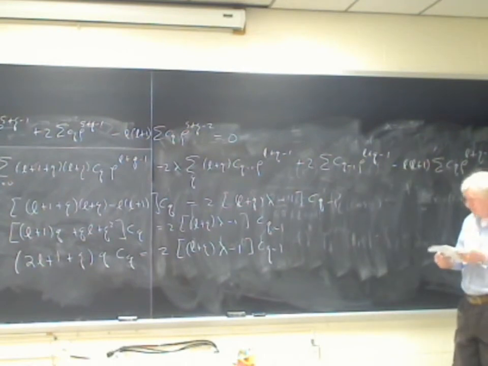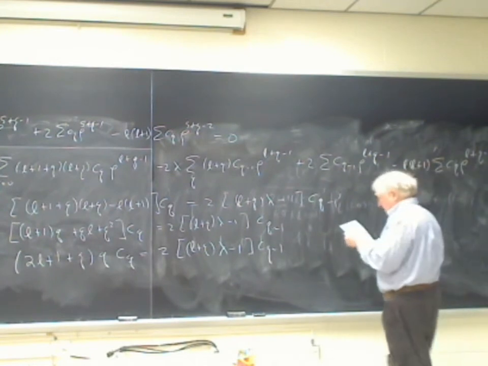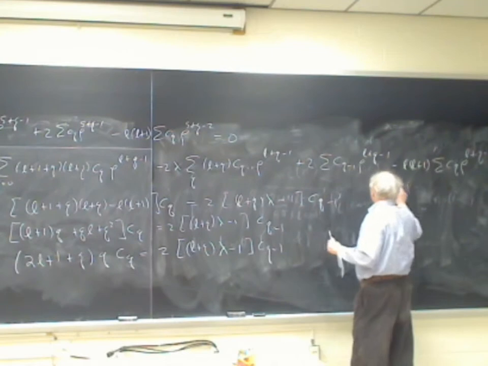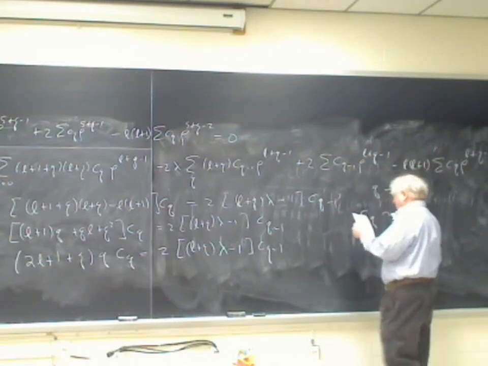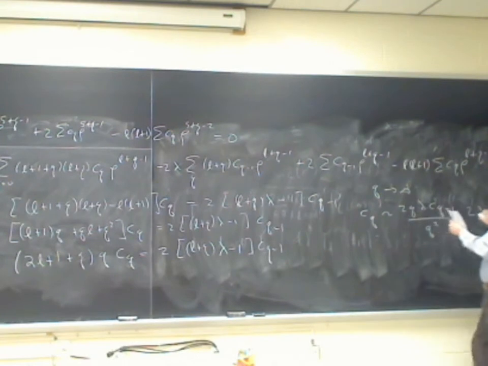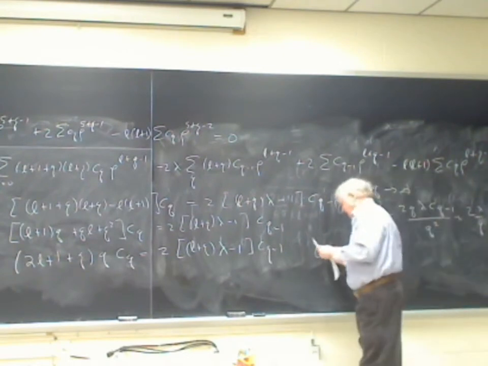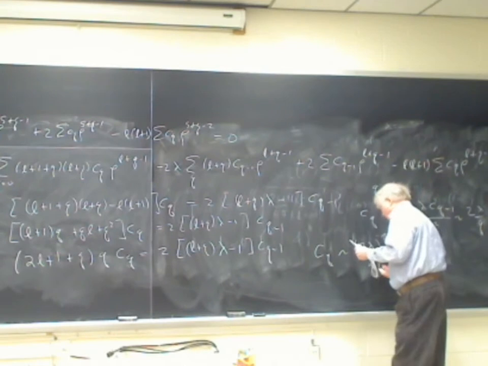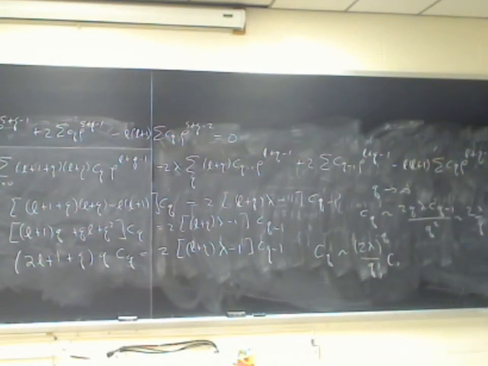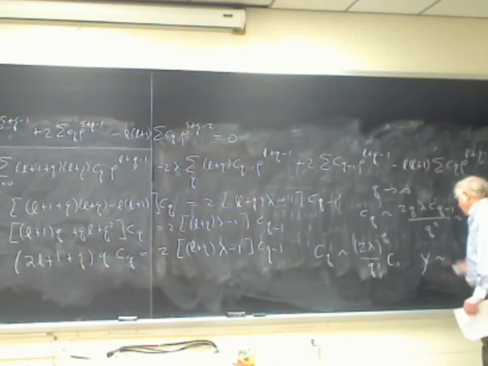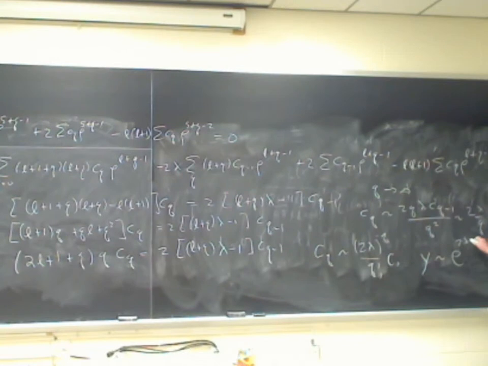Now, with that recursion relation, what does this tell us? Well, it tells us in particular that as Q goes to infinity, CQ is approximately 2Q lambda CQ minus 1 over Q squared, or 2 lambda over Q CQ minus 1. That means that roughly CQ is going as 2 lambda to the Q over Q factorial times C0. This is just the large Q behavior, not the exact behavior. And that means that Y is going as E to the 2 lambda rho.